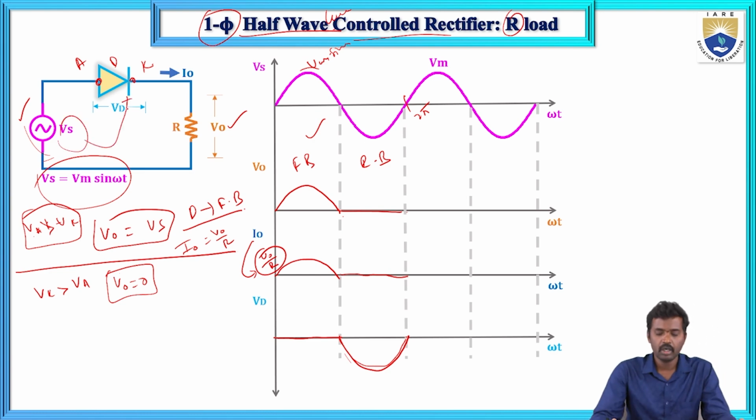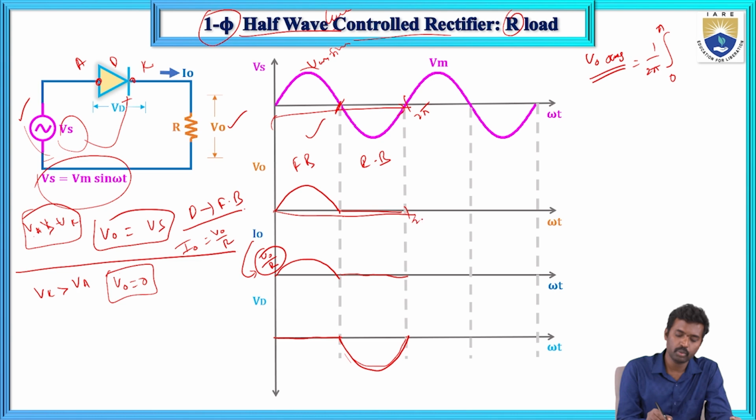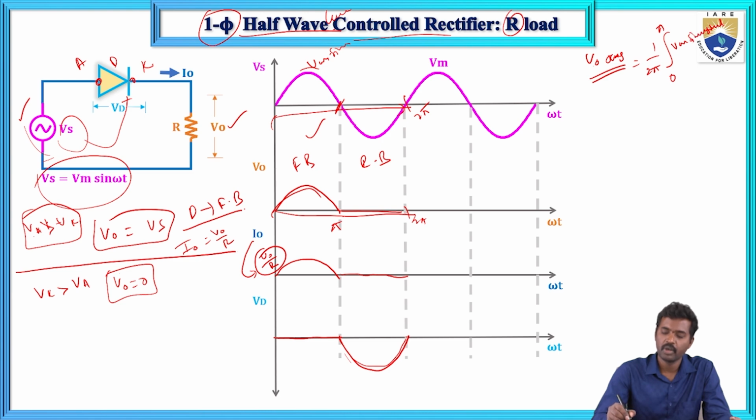So now how will you determine this output voltage, the V0 RMS value and V0 average value? V0 average equals, how will you get this one, 1 by the total time period, integral from 0 to pi. The total time period is up to 2 pi. So output voltage V0 average equals, it is conducting up to pi only, 0 to pi, Vm sin omega t. If you simplify this, it equals Vm by pi.